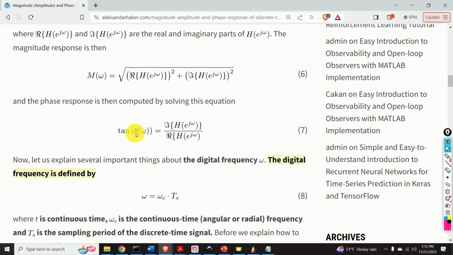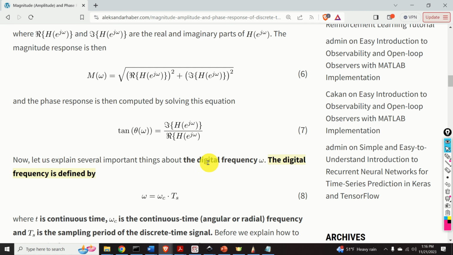Tan function of theta of omega is equal to the imaginary part over the real part. Here you should be very careful when solving this equation. You cannot use the arctan function. You need to use the arctan2 function to solve this equation. This is a very important fact. Keep in mind that.